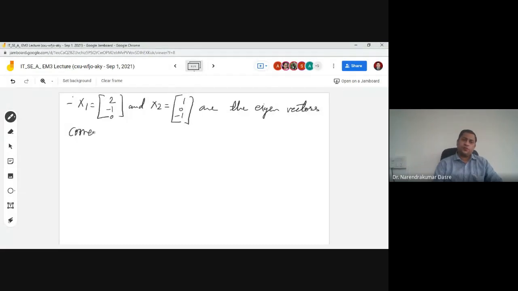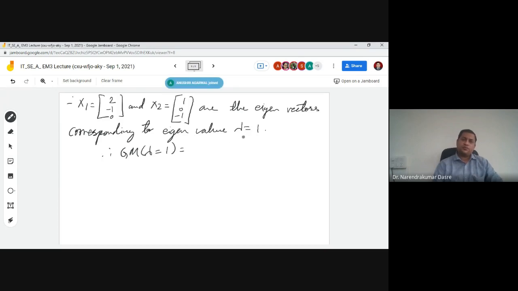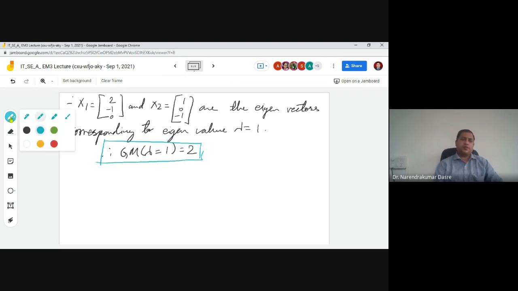corresponding to eigenvalue lambda is equal to 1. Okay, and hence what is the geometric multiplicity of lambda is equal to 1? How many eigenvectors corresponding to lambda is equal to 1? 2. So geometric multiplicity is 2. Okay, so number of eigenvectors corresponding to the eigenvalue is the geometric multiplicity.